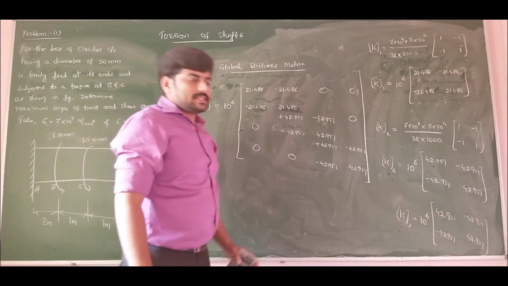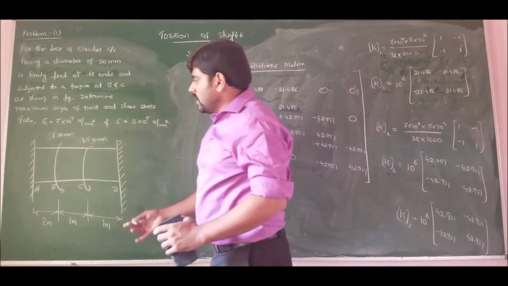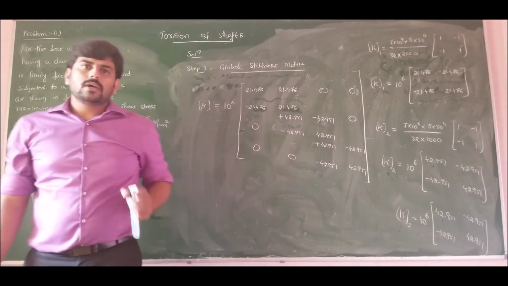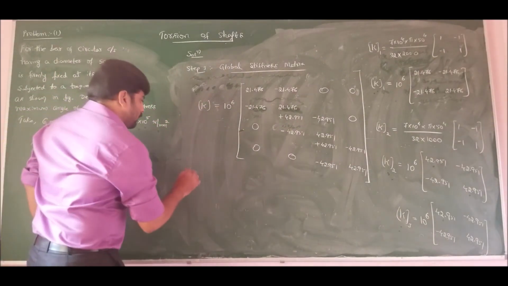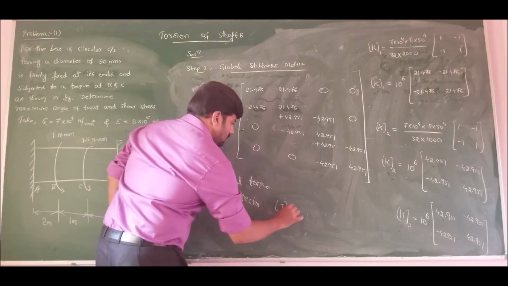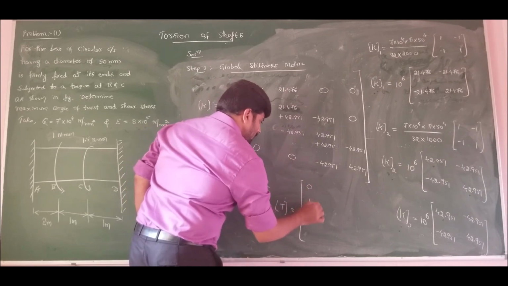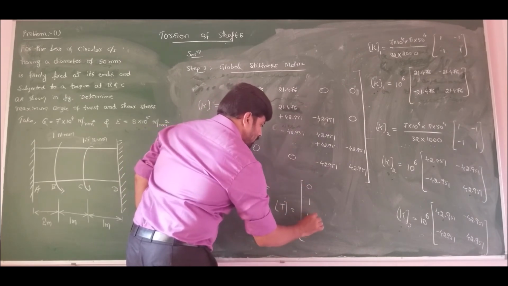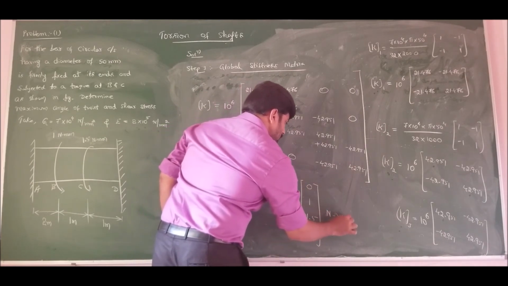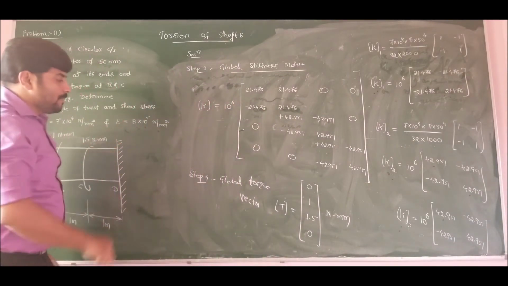Next, step 4 is the element load vector. But for a torsion shaft, we don't have any other loading conditions apart from the torque applied at each node. Therefore, directly I can go for the global torque vector. So step 4 is the global torque vector. The torques at each node are: at node 1 it is 0, at node 2 it is 1 Newton millimeter, at node 3 it is 1.5 Newton millimeters, and at node 4 it is 0. So this is the global torque vector for this problem.